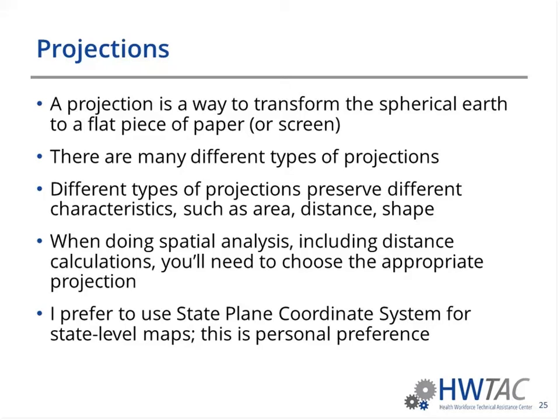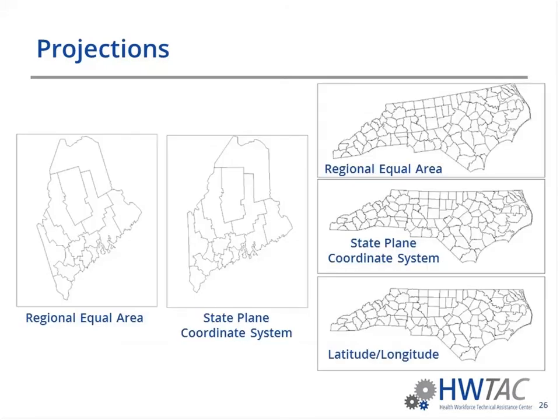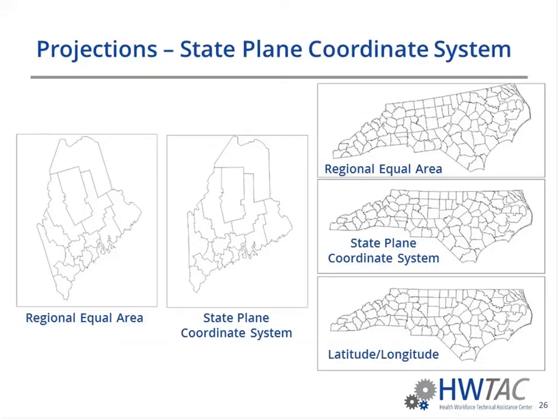And when I make state maps, I prefer to use state plane coordinate systems. And these are a couple examples of how different states look with different projections. You have regional equal area, and this looks like, if you picture a map of the U.S., it kind of curves up on either side. And so both for Maine and North Carolina, you see they're tilted, whereas state plane coordinate system gives you a shape that looks like it's more standing upright. To me, this is more appealing. Others, it really might not matter, but this is my preference.